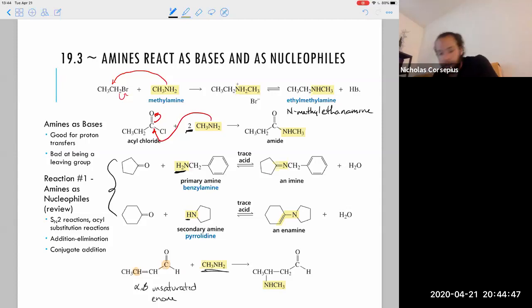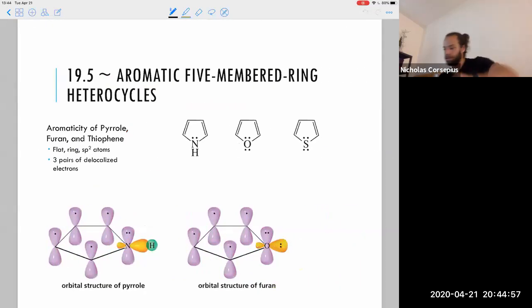All right, so this is just a summary of all these different things that we've already seen from our amines. Cool. Okay, so now let's get into the newer stuff here. The new stuff is mainly going to focus on these heterocyclic compounds. So let's take a look at these three here.